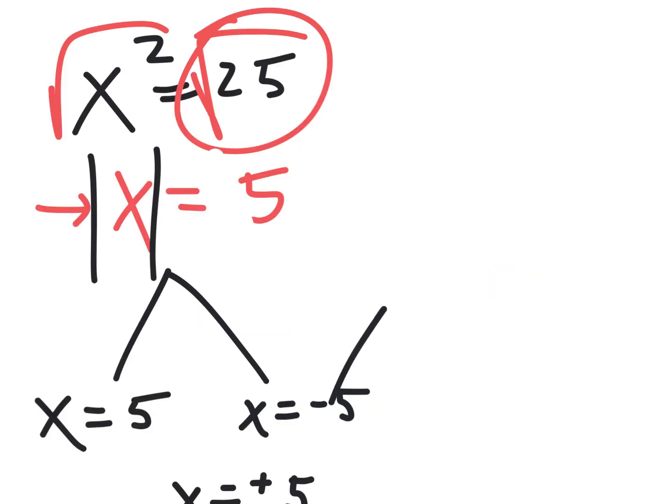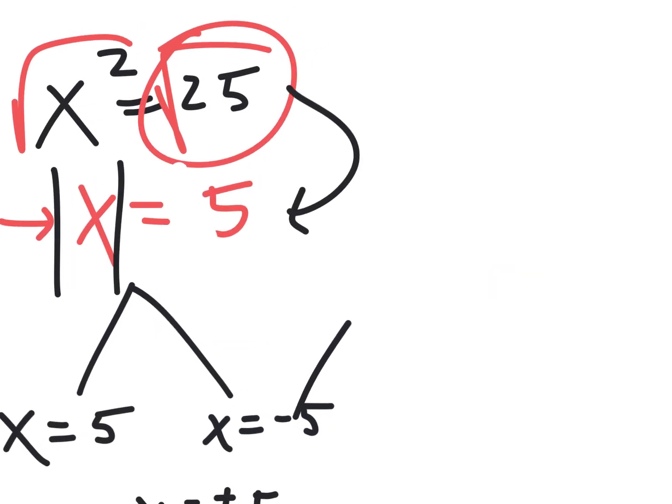Because some kids still think that the square root of 25 is two things. But it's not. The square root of 25 is one thing, it's 5. Try it. Ask ChatGPT, what's the square root of 25? It's not going to tell you two things. It's going to just tell you 5.